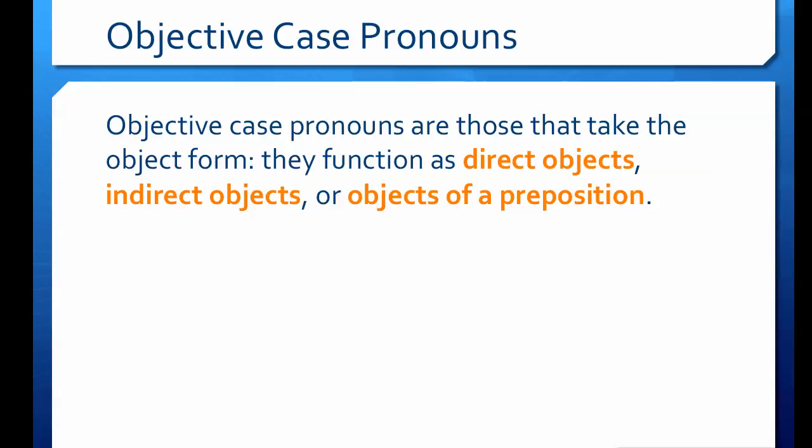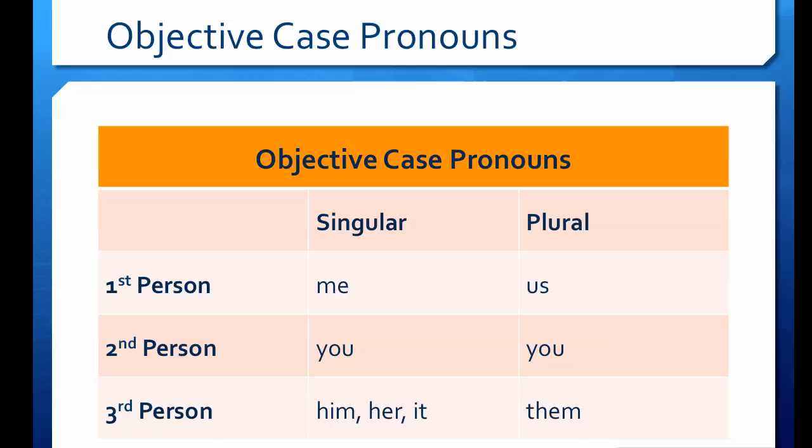Objective case pronouns are those that take the object form. That means they function as direct objects, indirect objects, or objects of a preposition. Here are your objective case pronouns. Singular first person me, first person plural, us. Second person is you for both singular and plural. Again, you is easy because the nominative form and the objective form both take you. Third person singular, him, her, it, and third person plural is them.